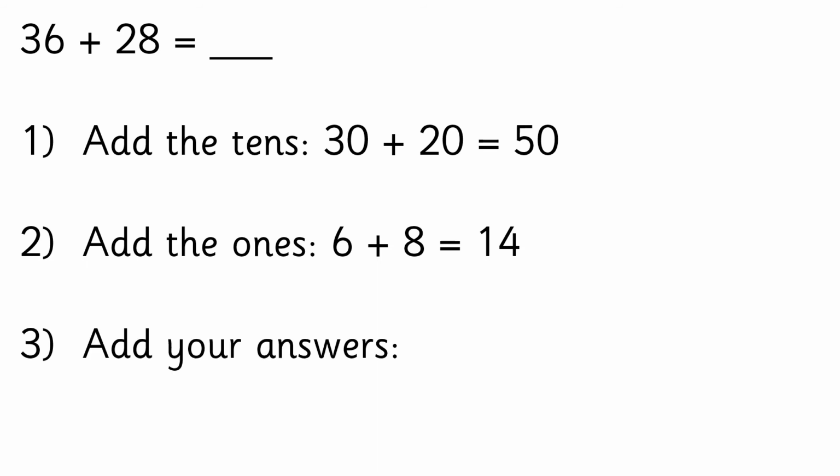Okay, step number 3 is to add our answers, and we got 50 and we got 14. Now you'll know that when we add tens to a 2-digit number, the ones don't change. So we're adding these 5 tens onto 1 ten and 4 ones, which gives us 64. Or you could have broken the 14 down into 10 and 4 and done 50, add 10, add 4, and you would have still got 64. Okay? Right, we're going to do another example.